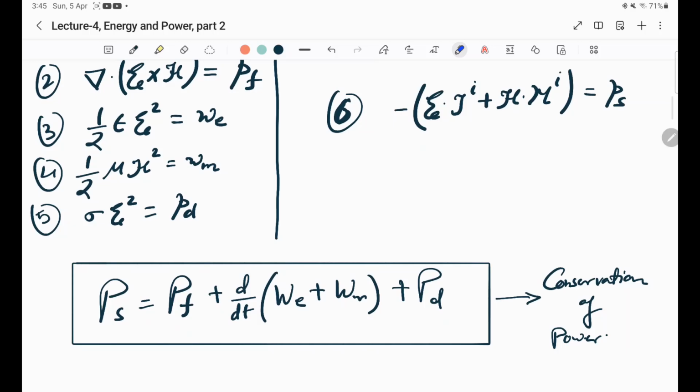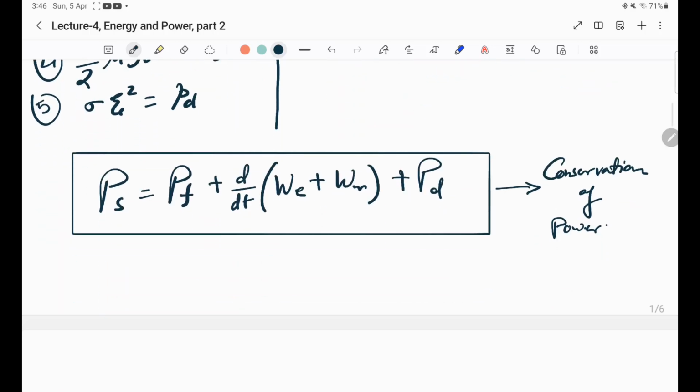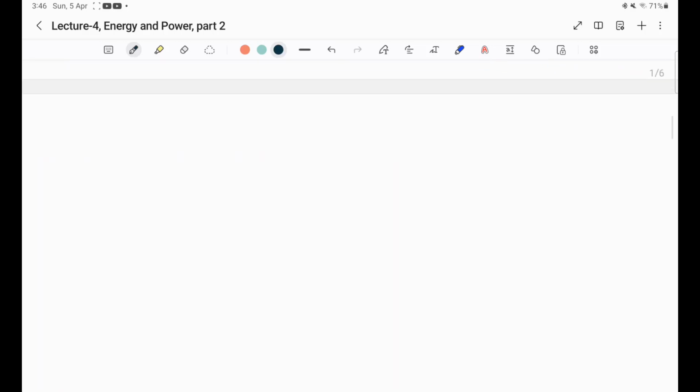And we have finally reached an equation of conservation of power which looks something like this, where this PS is the total power supplied, is equal to the total power flux plus the total energy stored plus the total dissipated power. Okay, alright. So in this part we are going to derive the equation for conservation of complex power.